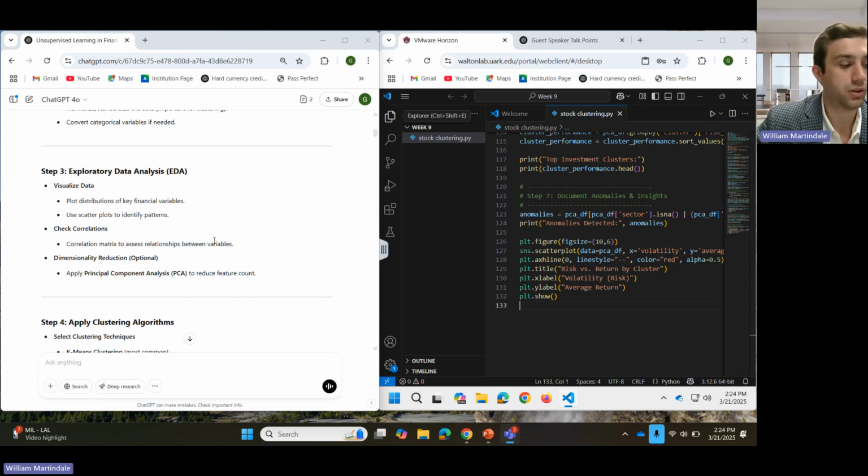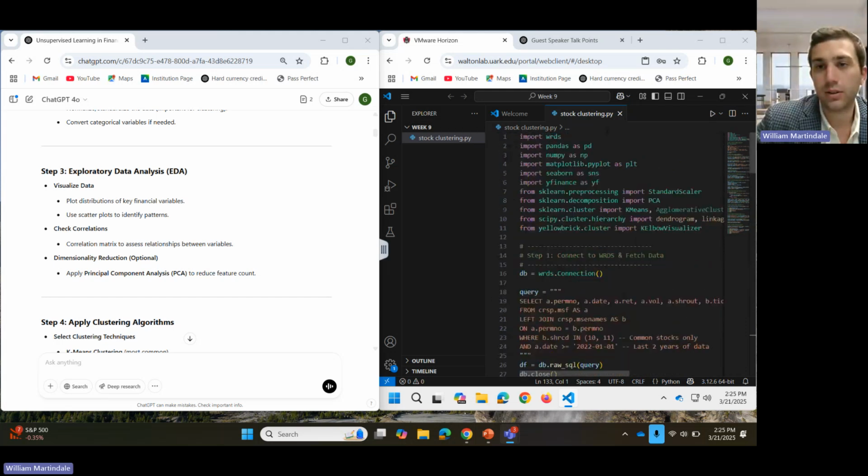The first step of our project was to collect stock data from WRDS, specifically from the WRDS CRSP dataset. We retrieved stock return volatility, trading volume, and market cap, which are all key indicators of financial performance. After that, we cleaned the data, handled any missing values, and standardized it using StandardScaler to ensure fair clustering. You can see up here all the downloads and uses of different programs in Python.